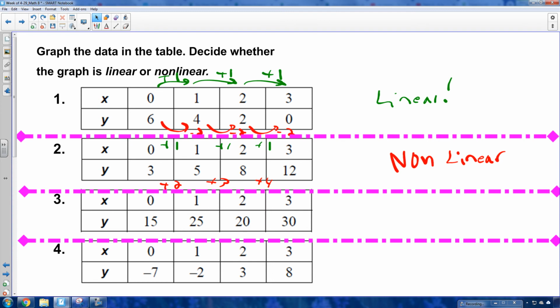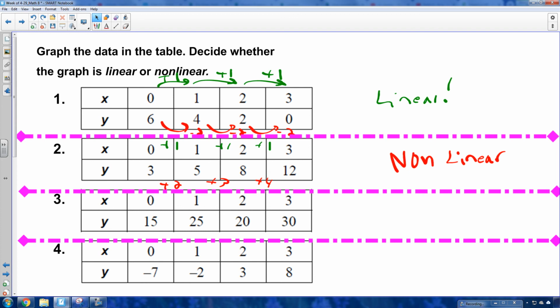Let's look at the next one. What is the change by? It looks like it goes up 10, down 5, up 10. Right? And then it goes up 1, up 1, up 1. Linear or nonlinear? Yes? Nonlinear. Pause the video and try the last one on your own. So pause the video and give this a try.